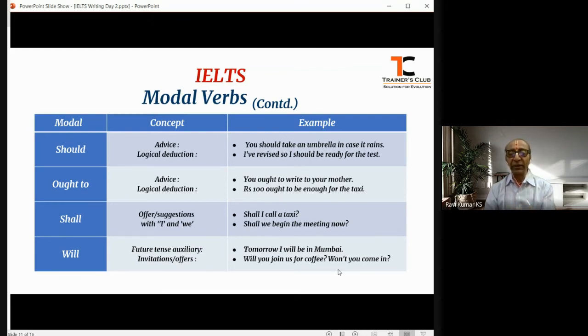So, for example, I have written here an example: I have revised, so I should be ready for the test or I should be ready for the exam. I have revised. Right? So, when do we do it? At the fag end of the year. The entire year, what do we do? We do the complete study in detail. At the fag end of the year, we revise. That is called the revision classes.